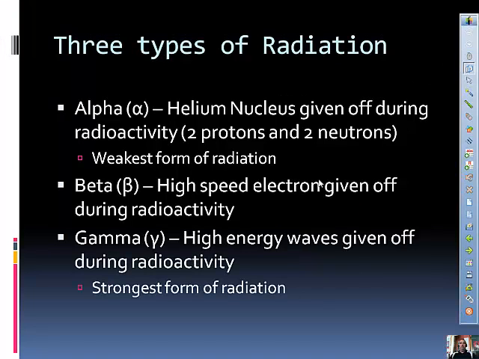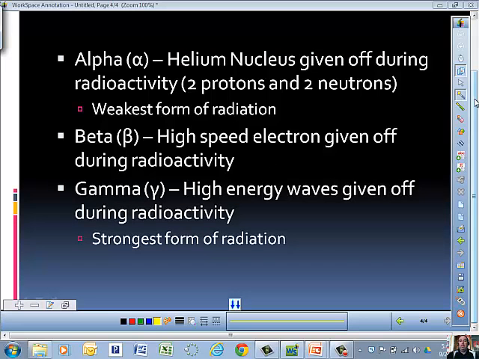The last form of radiation, which is going to be your strongest form of radiation, is going to be gamma. Gamma is just going to be high energy waves. Again, remember what I said, alpha and beta are forms of matter, and energy is not classified as a form of matter. It's high energy waves that are given off during radioactivity. This one can pass all the way through the body, through the skin, through the bones, and it takes a lead plate to stop gamma radiation.